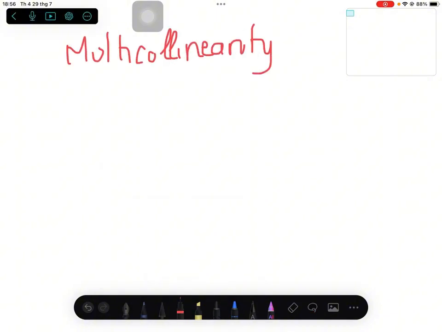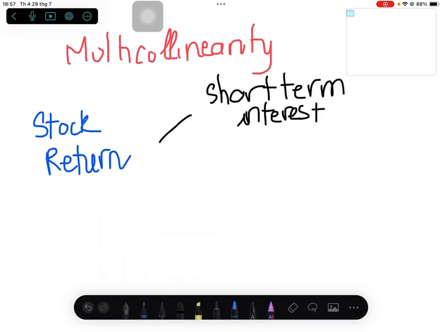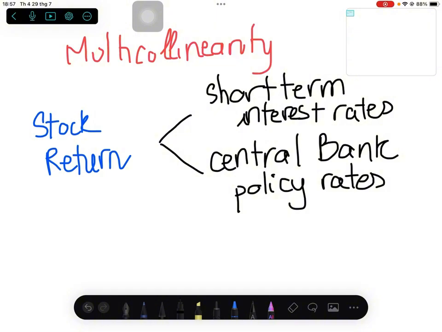Instead of looking at the residuals, we are now looking at the independent variables themselves. Suppose you are trying to explain stock returns using both short-term interest rates and central bank policy rates. Those two variables often move together. Or imagine using both company revenue and company sales, depending on the accounting definitions. They might be nearly identical.